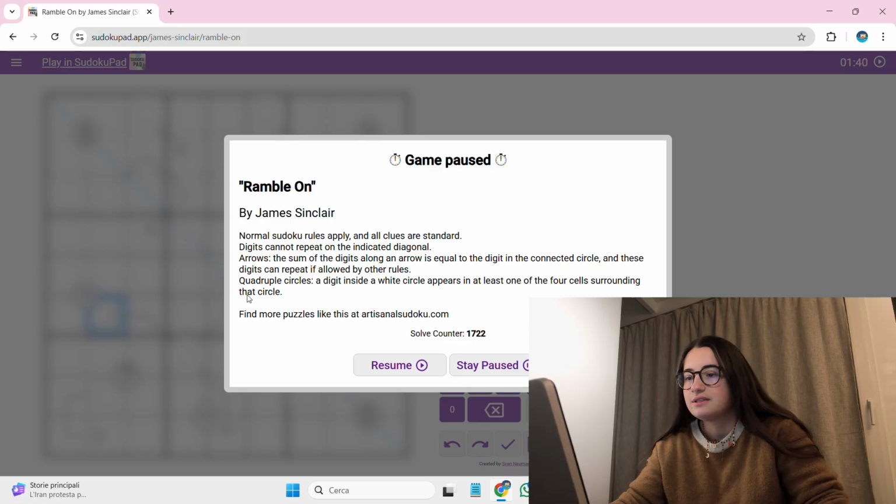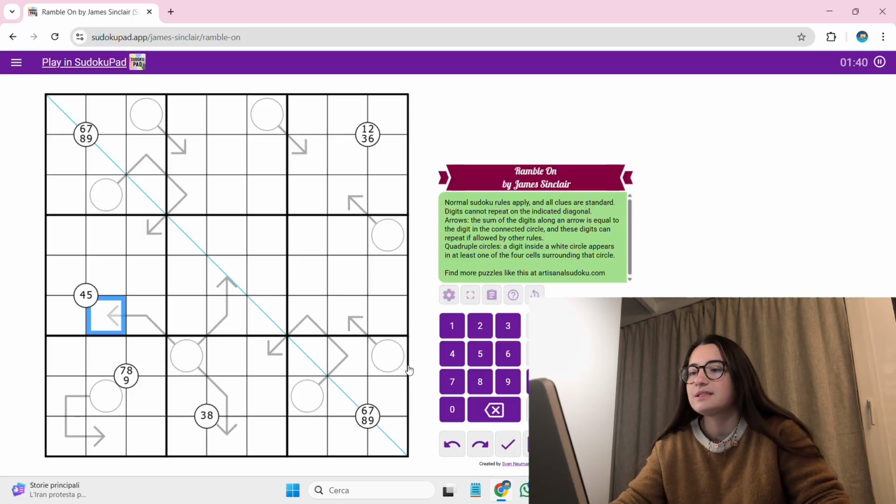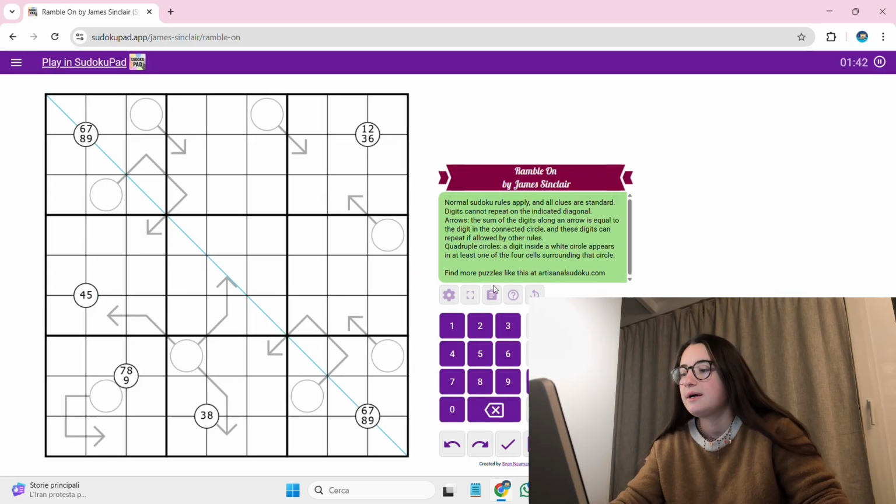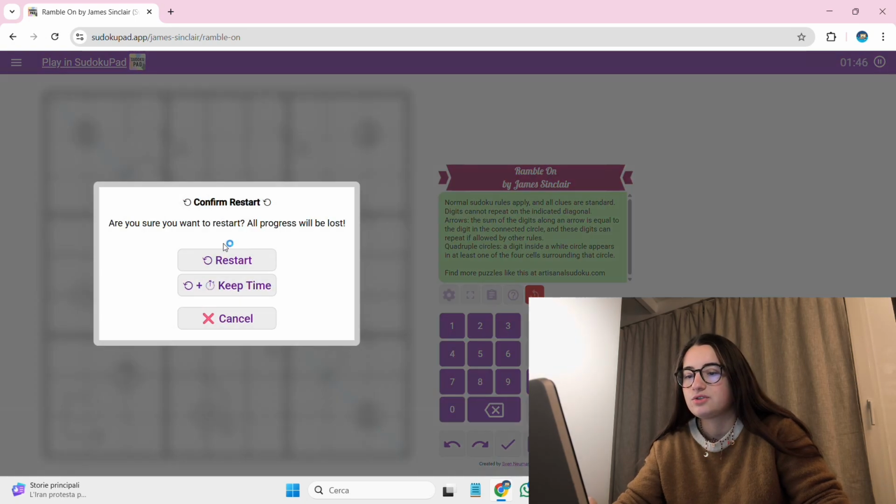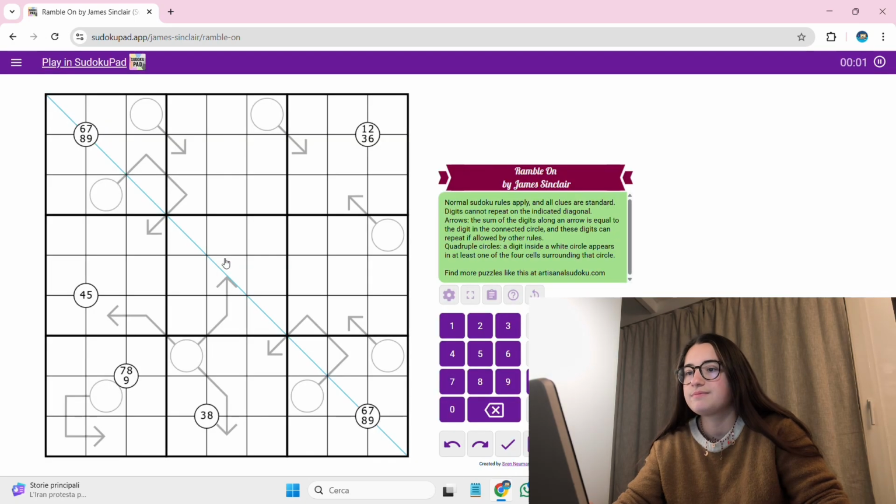I think this is it. Yes, these are all the rules, so we can get started. Let's restart the puzzle and let's see what we know. The first thing that I noticed is that these two squares actually contain the same digits, because we get 6, 7, 8, and 9 in both of them.